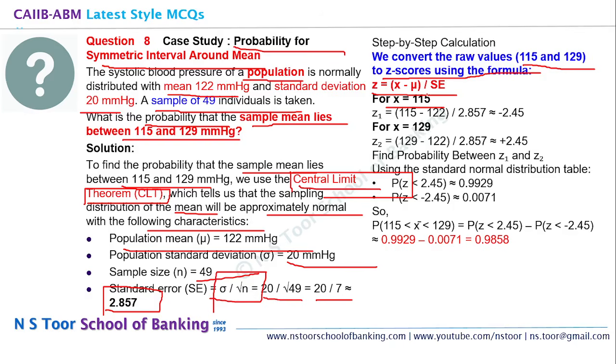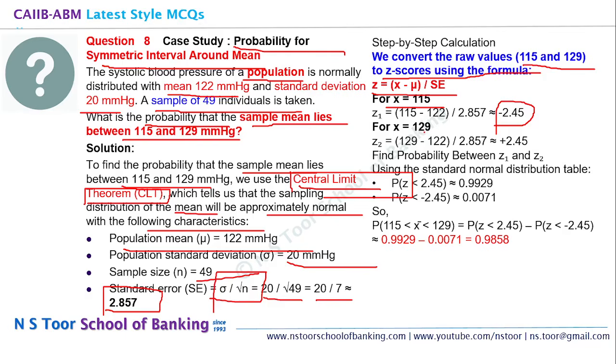What is the meaning of mu? Meaning of mu is population mean. So what is the population mean here? 122. So x is the lower level, 115. So 115 minus 122 divided by the standard error, 2.857. Why minus? Because 115 minus 122 is equal to minus 7. So minus 7 divided by 2.857, my answer will be minus 2.45.